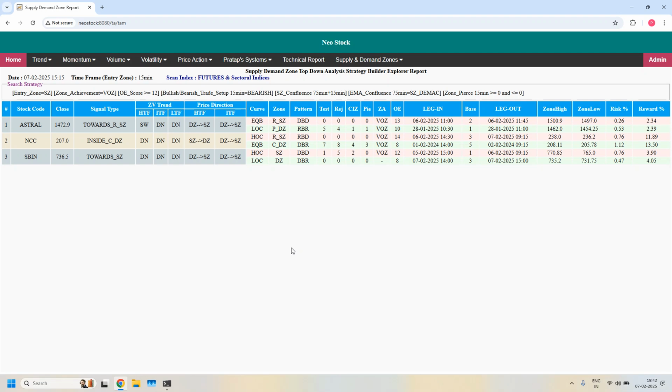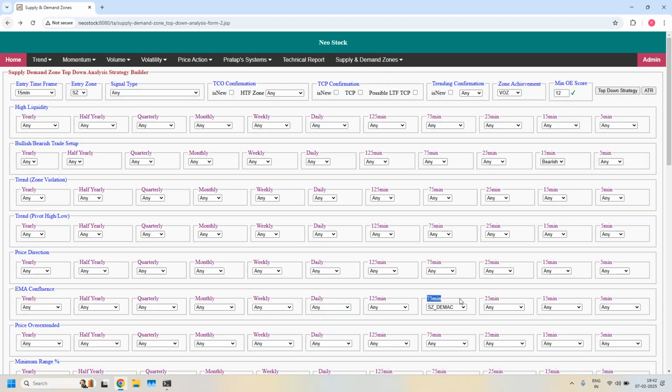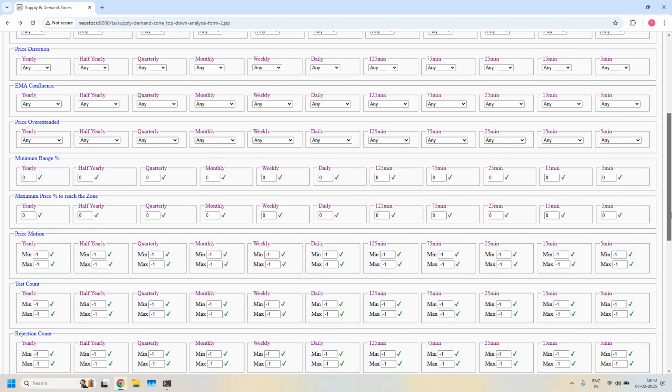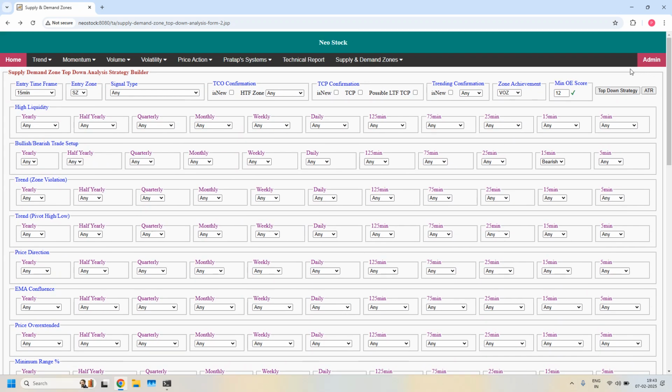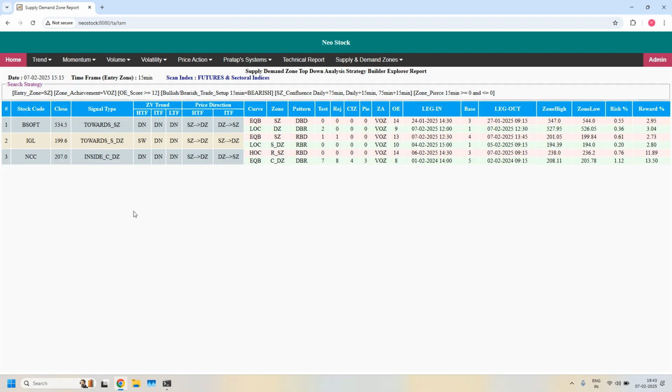Okay, next let us look for LTF, ITF and HTF supply zone confluence. Removing EMA filter. In the supply zone confluence, we should set 3 filters. First filter is already enabled. That is 15 minutes with 75 minute supply zone confluence. Second filter is 15 minute supply zone with daily supply zone confluence. Third filter is 75 minute supply zone with daily supply zone confluence. With all the 3 filters, LTF, ITF and HTF supply zone confluence, we got 3 stocks.